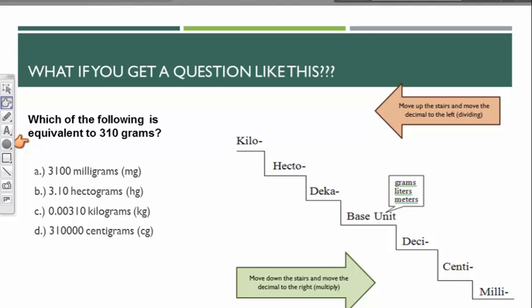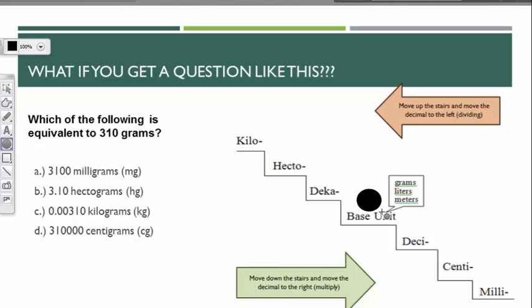Yep, every answer. So what I would do is take 310 grams and see how many milligrams it is. If it's the correct answer, then you know it's right. If it's not, cross it off. So let's try it out. We have 310 grams.